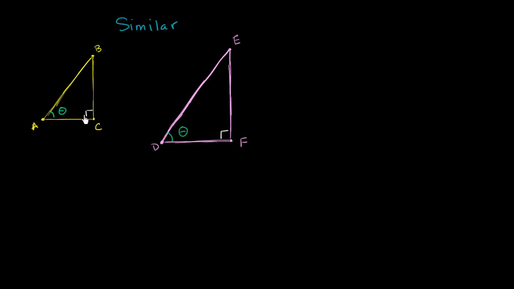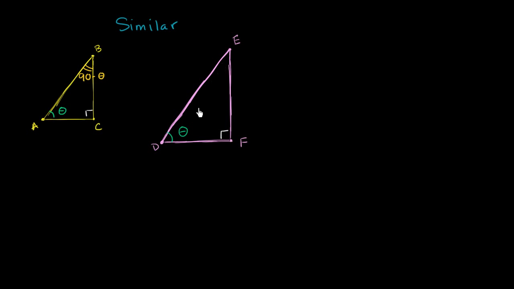So if this angle is theta, this is 90. They all have to add up to 180 degrees. That means that this angle plus this angle up here have to add up to 90. We've already used up 90 right over here. So this angle A and angle B need to be complements. So this angle right over here needs to be 90 minus theta.